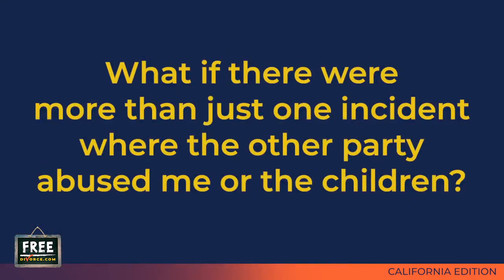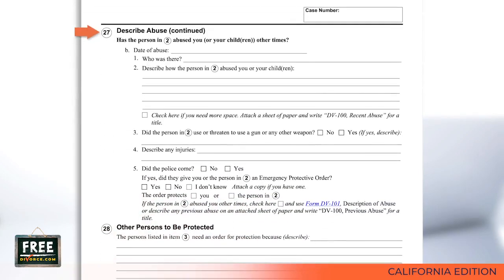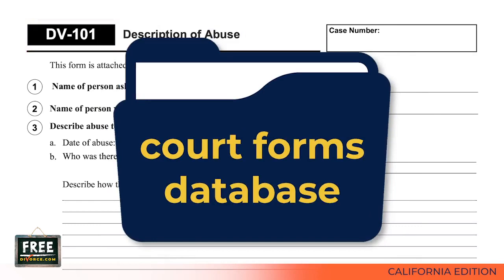What if there were more than just one incident where the other party abused me or the children? Section number 27 of the DV100 gives you room to describe 2 incidents of abuse. You describe the most recent incident on page 5 of the DV100, and you can describe another incident on page 6. If there have been additional incidents of abuse that you want to tell the court about, you can use another form called Description of Abuse, which is DV101, to describe additional incidents of abuse. You can find the DV-101 form in our court form database.